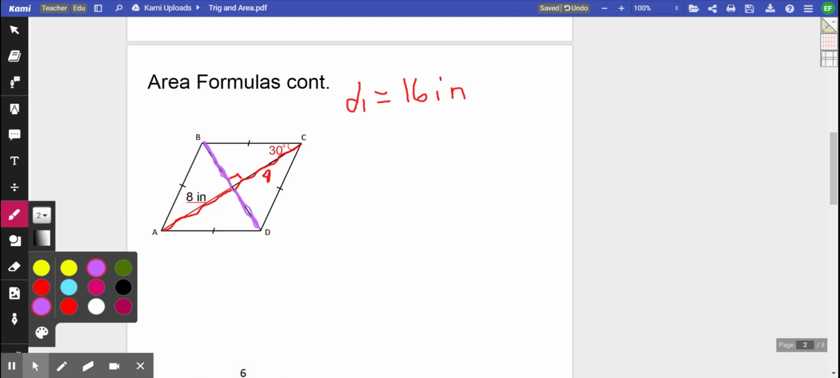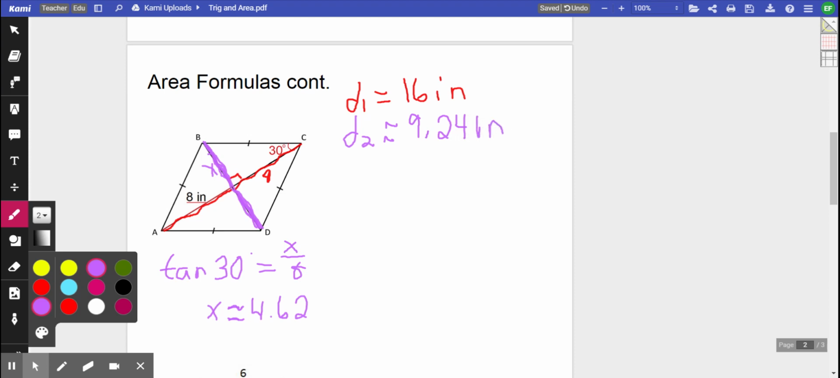So trig ratio here, if I need to know this side and I know that the adjacent side is 8, that means I'm using a tangent ratio. So tangent of 30 degrees is equal to x over 8. Tan of 30, multiply that by 8, and I get x here. Part of my diagonal is 4.62 approximately. So again, whatever I have here is going to be the same as what I have here. So I'm going to multiply that by 2. So I get that my second diagonal is approximately 9.24 inches.